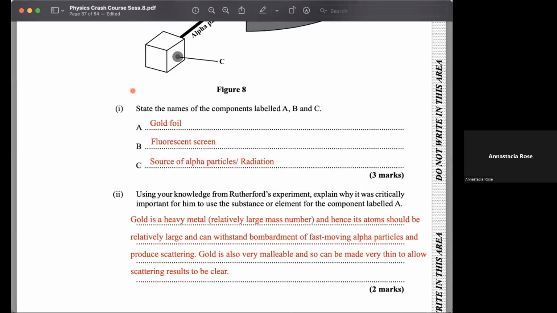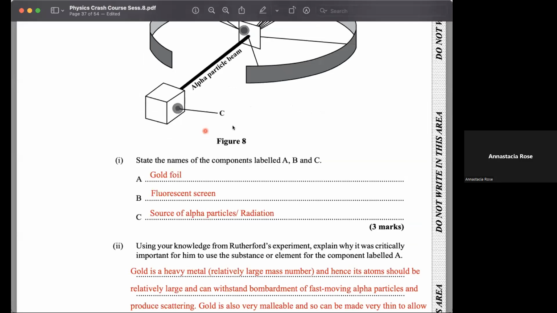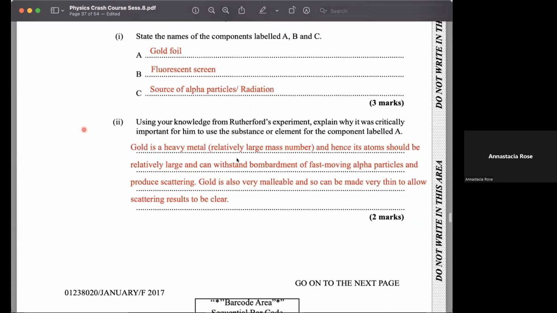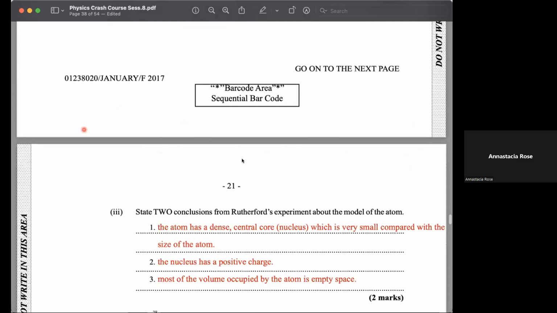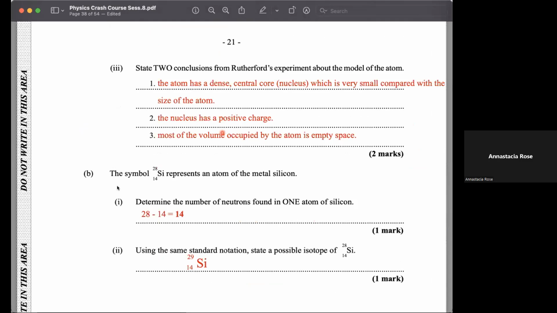Now, another thing that we could state is that the nucleus is positively charged, since there was deflection, right? So some of the particles would have encountered the positively charged protons in the nucleus, and they would have been repelled. That is as a result of the fact that most of the particles fired at the gold foil actually passed straight through without any form of deviation.